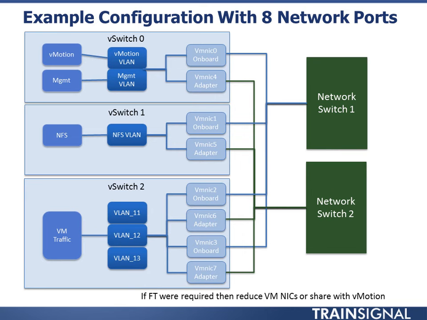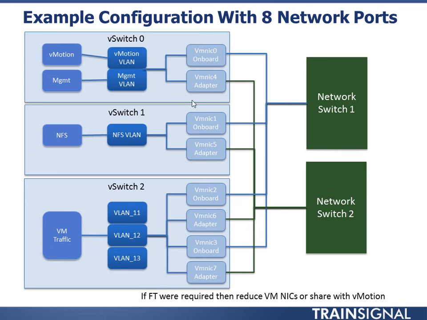So here's a quick example of a system with 8 NICs. Basically, we have vMotion, and we have our 3 vSwitches here. This is sharing vMotion and management. So a vMotion VLAN, management VLAN, call these a port group if you want. And we're using an onboard NIC and an adapter NIC. One goes to one switch. If you can see that in blue is switch 1, green is switch 2.